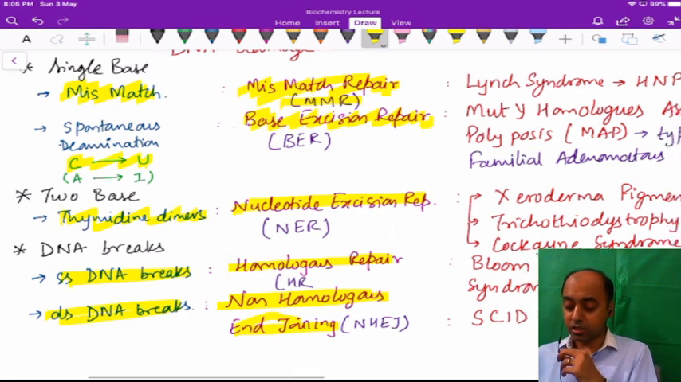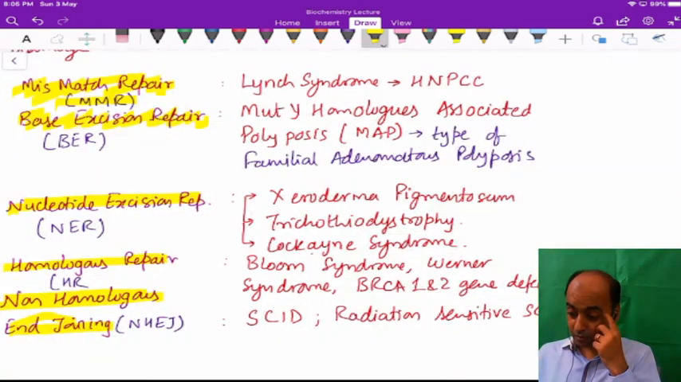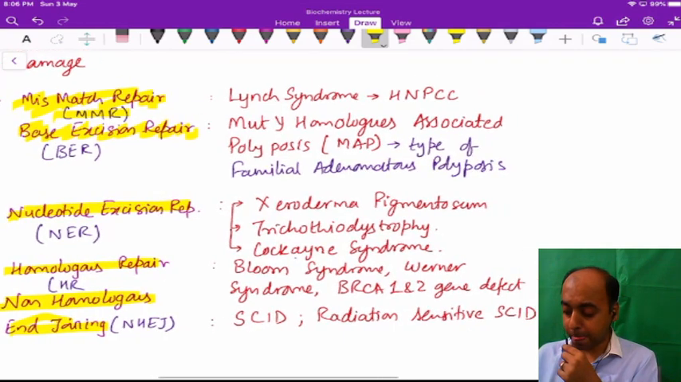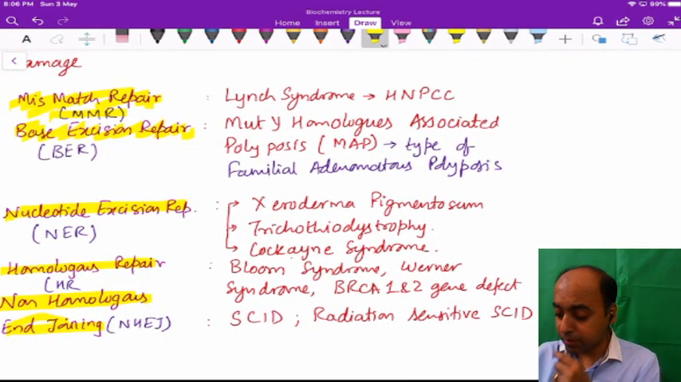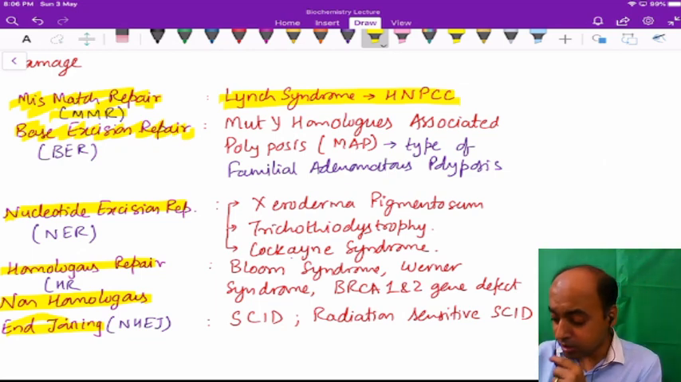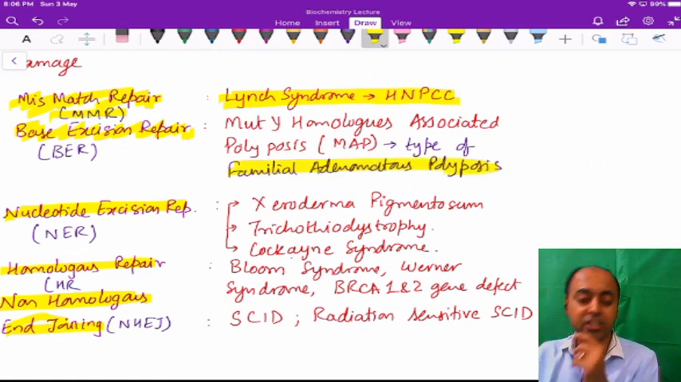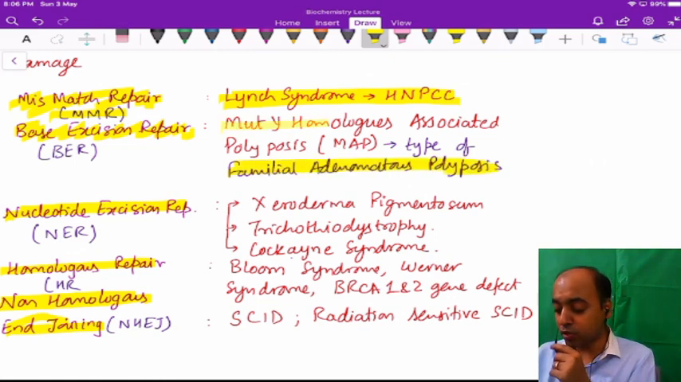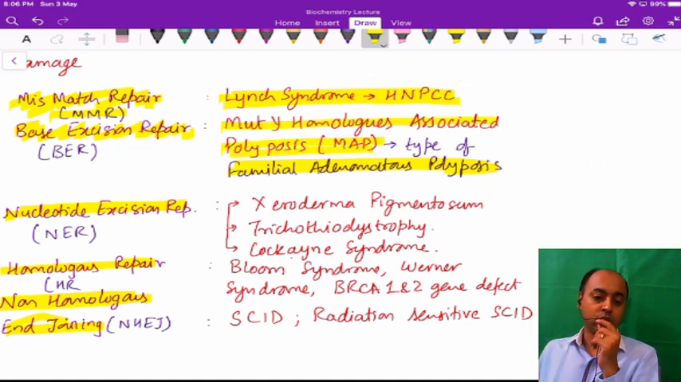Coming to the associated disorders, mismatch repair is associated with Lynch syndrome, also known as hereditary non-polyposis colonic carcinoma. The base excision repair is associated with a type of familial adenomatous polyposis. The very specific name is the MUTYH-associated polyposis, also known as MAP.